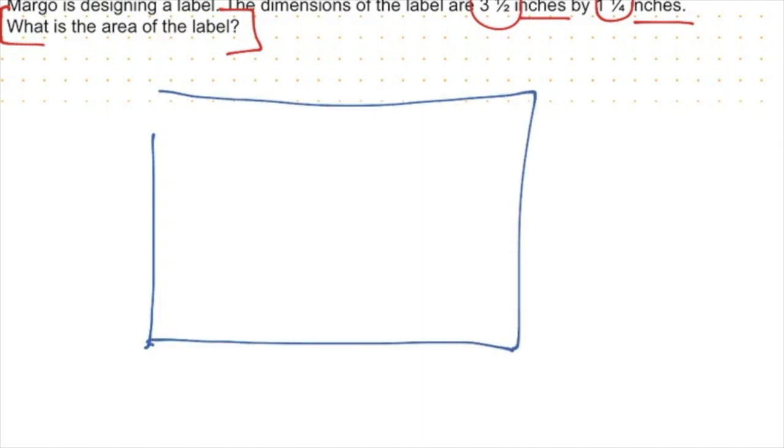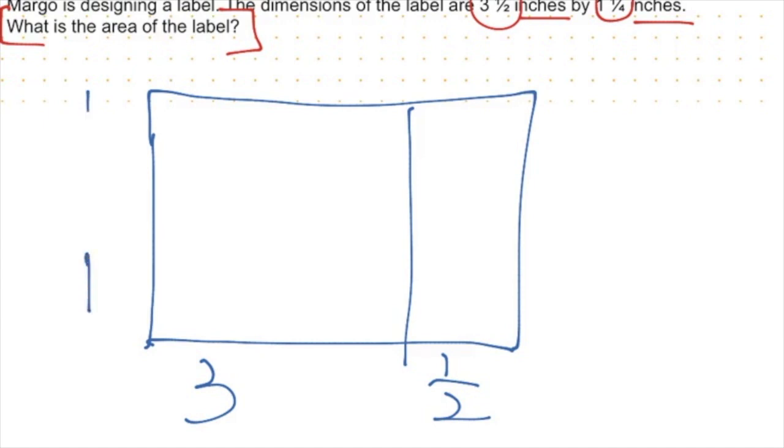Now, one of the most important parts when doing area and drawing a diagram is you have to be neat. So take your time when drawing the diagram. Let's start. We have our rectangle, and it's 3.5 inches. So here's my 3.5 by 1.25 inches.